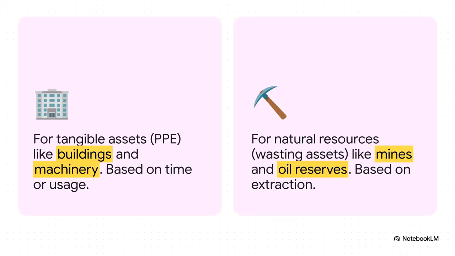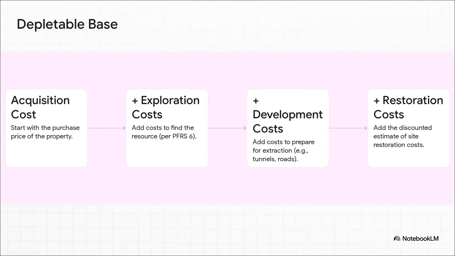Here's the simple breakdown. You depreciate things you build. You deplete things you pull from the ground. Depreciation is usually tied to time or how much you use something. But depletion is all about one thing and one thing only: how much of the resource you have physically extracted. So to calculate depletion, we first need to figure out the total cost, which we call the depletable base.